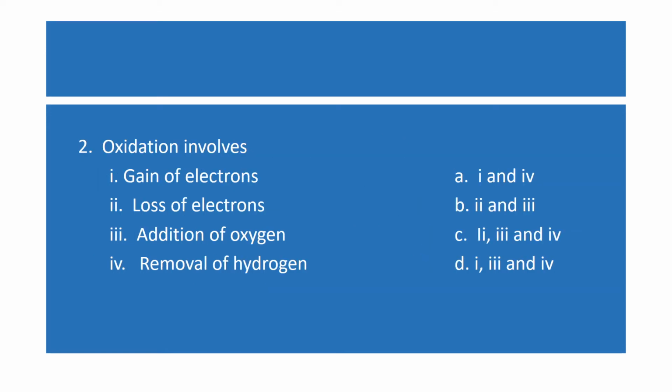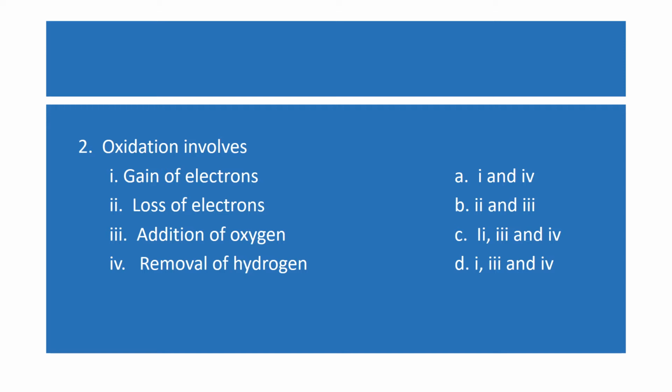Next question is: oxidation involves gain of electrons, loss of electrons, addition of oxygen, removal of hydrogen. You know that oxidation involves addition of oxygen. Whenever oxygen is added to a substance, oxidation takes place. Or if hydrogen is removed, then also we say it is oxidation.